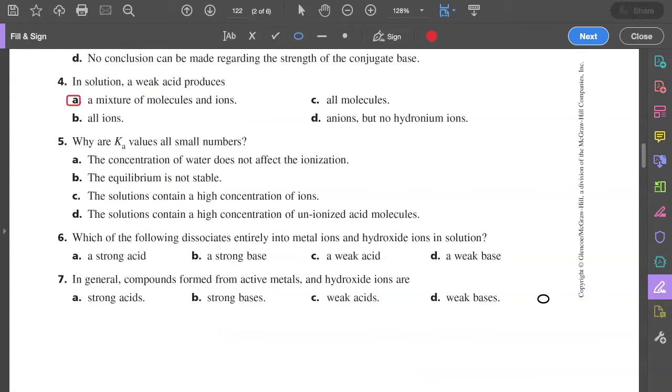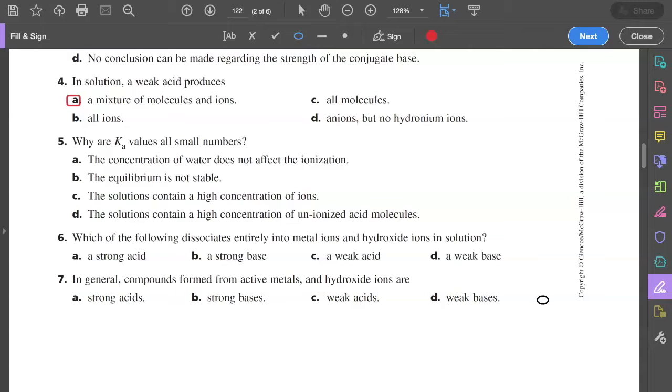Why are Ka values small numbers? Now, we did actually give a Ka value for hydrochloric acid, but that's not the usual case. We don't normally give Ka values for strong acids. We normally give them for weak acids. Why are Ka values all small numbers?